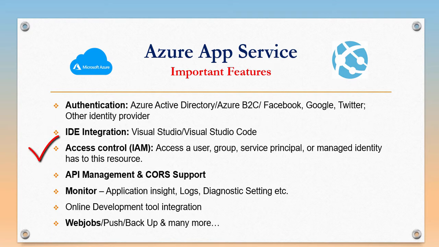It also provides us the access control IAM. By using this feature, we can give access to a user, group, service principal or managed identity to this Azure App Service resource. It also supports API management and CORS. This is used for the Azure App Service API apps, that is, Web API.